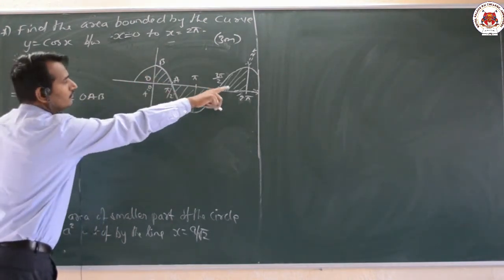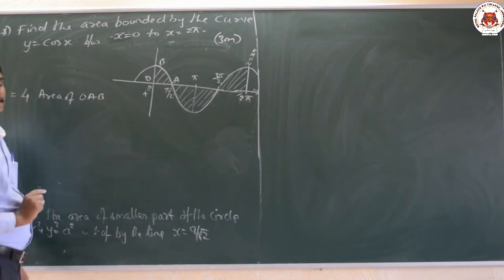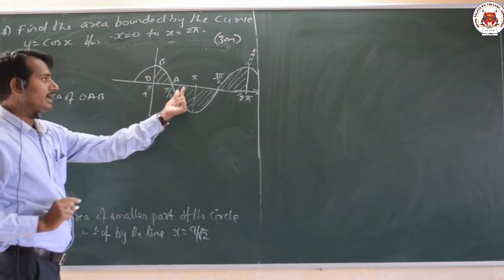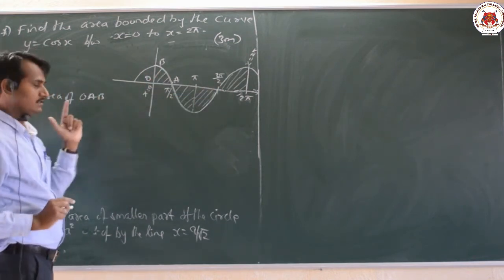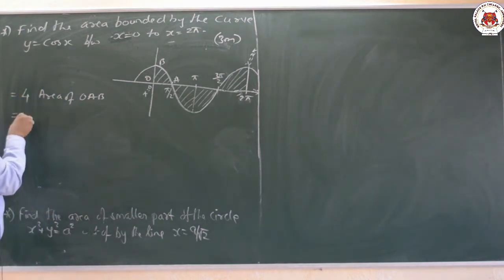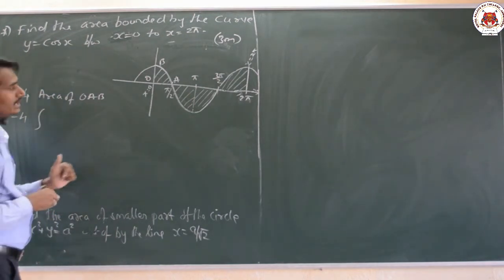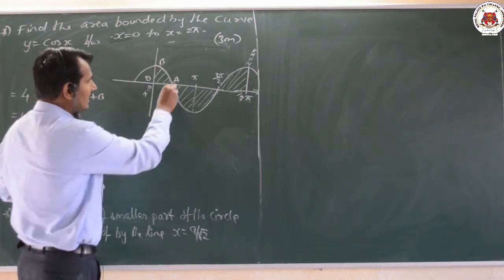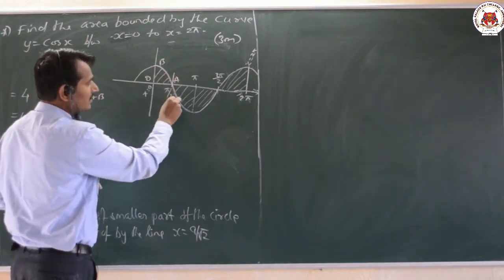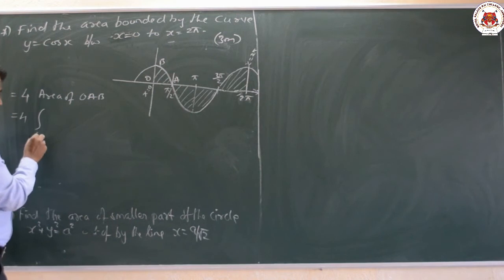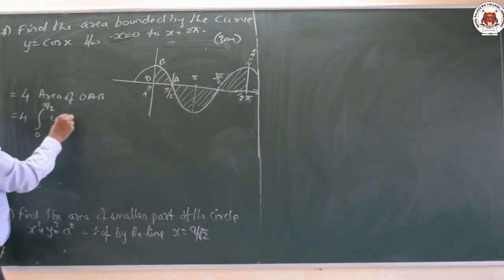That is 4 into this particular area, because this particular area will be the same in all these parts. That means here we have 4 into the integral from x equal to 0 to pi by 2, that is, 0 to pi by 2, of y dx.